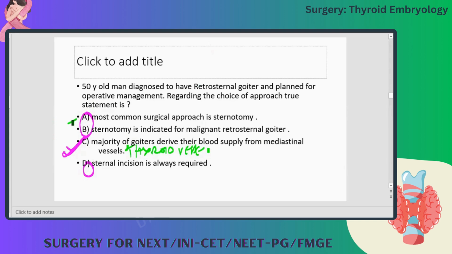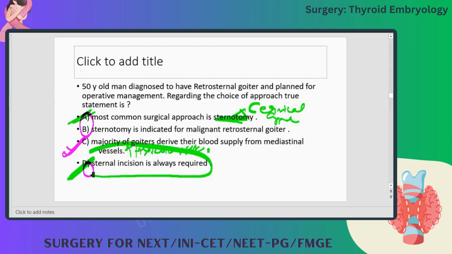So the most common surgical approach is not sternotomy. I told you 90% are from here, it is going down, so if you open here, it is enough. Clear? So the most common surgical approach is not sternotomy, it is cervical. Cervical approach. Is a sternal incision always required? Just now I told you, most of the times it is over by cervical incision. No need to give a sternal incision. So this is also wrong. So sternotomy is indicated for malignant retrosternal goiter. This is the right answer.